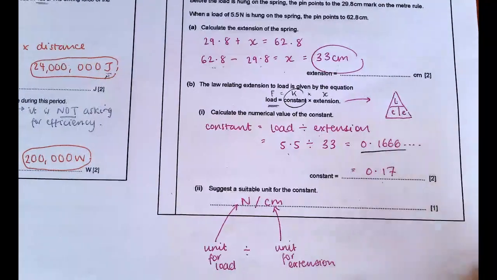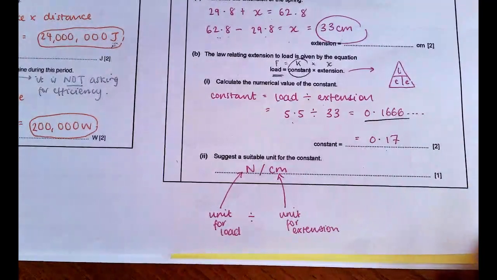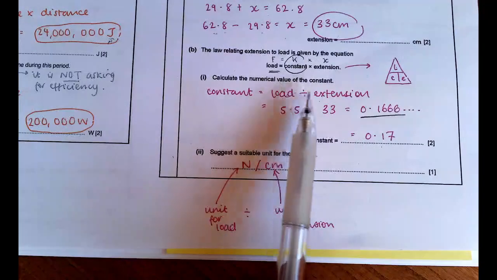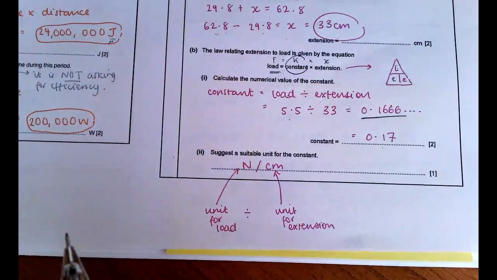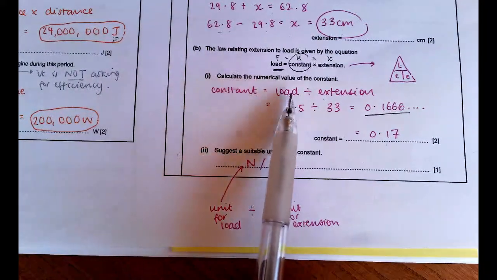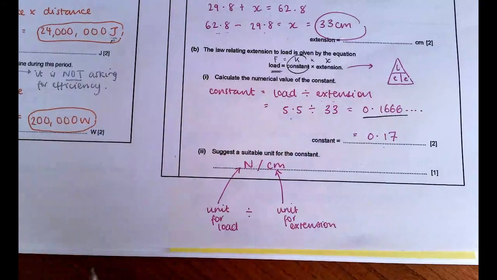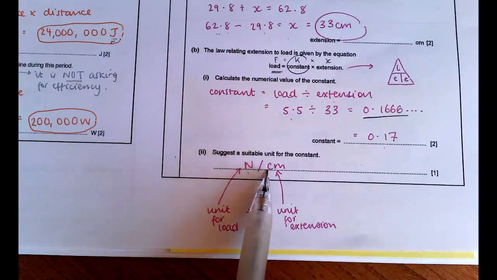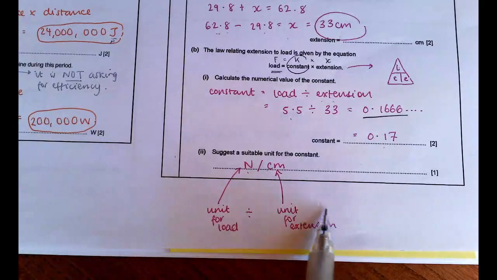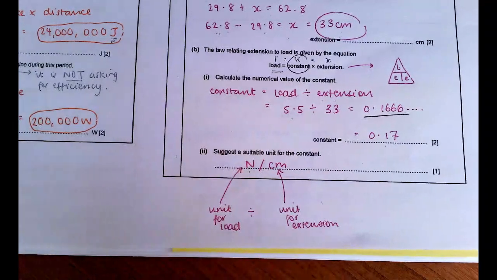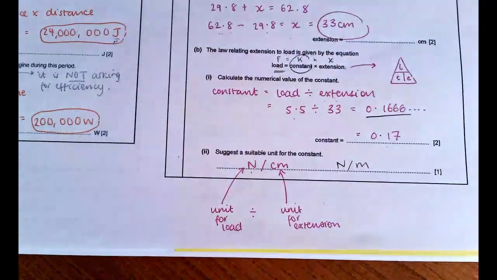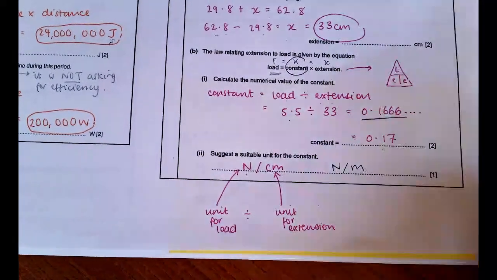Okay, now suggest a suitable unit for the constant. Remember, the constant is a load divided by an extension. So I need to find the unit of the load and divide it by the unit of extension. So load is a force in newtons, and I then divide that by the unit for extension, which is centimetres in this case. You could have got away with saying Newton per metre, that would be okay as well.